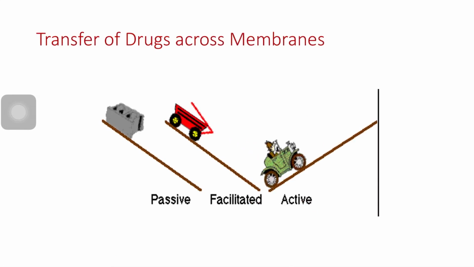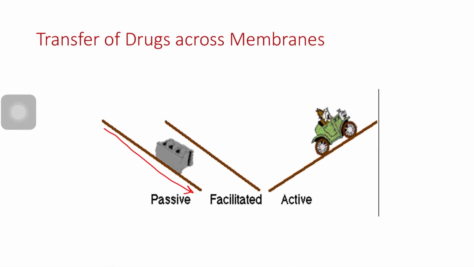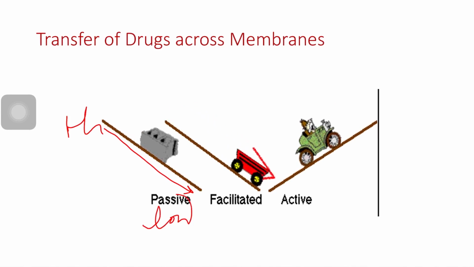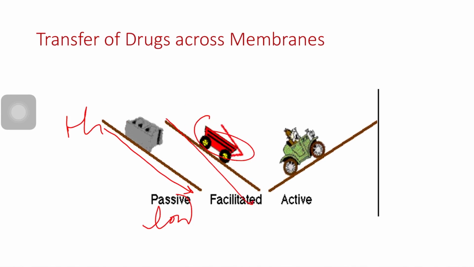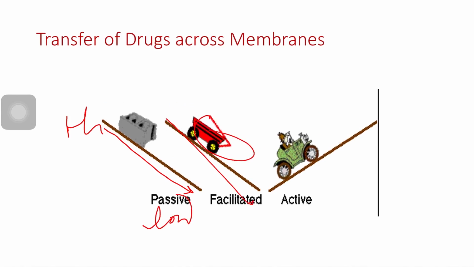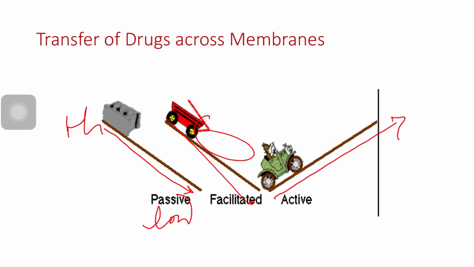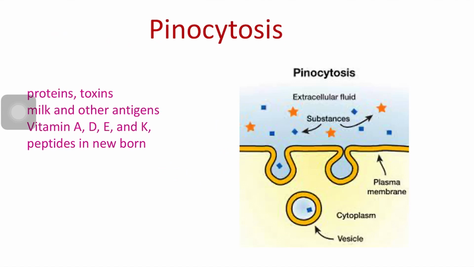So in a nutshell, in passive diffusion energy is not needed, even a carrier is not needed, and you are going downhill from higher concentration to lower concentration. Similarly, but with only a carrier needed, that is facilitated diffusion. But in active transport, you are going uphill against the concentration gradient, so you need a carrier as well as energy. Hope you have understood it.